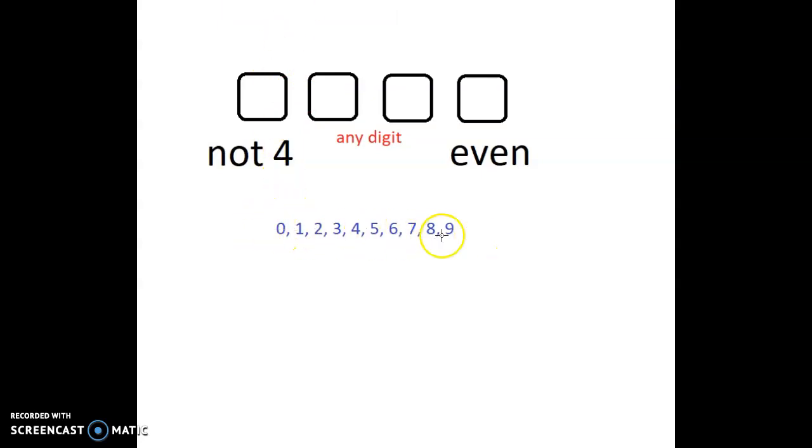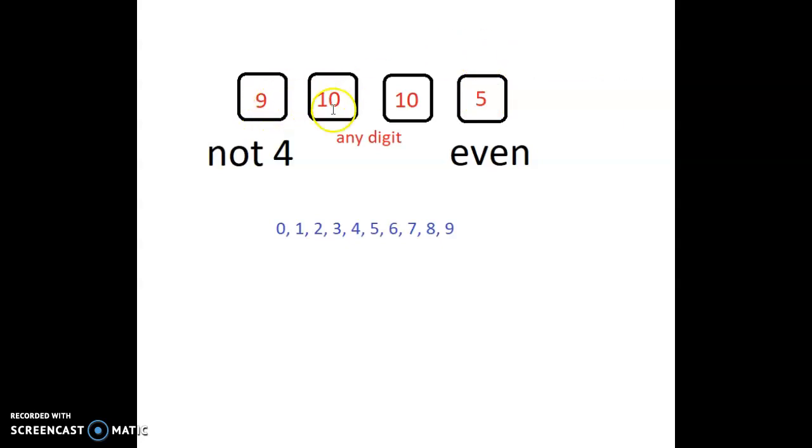So notice there are 10 total digits, 0 through 9. The first number in this lockbox can be anything but a 4. So that gives us 9 possible things we could plug in for that first number on the lockbox. The next 2 can actually be any digit at all. There's no restrictions. So we have 10 choices for our second number. And we're again going to have 10 choices for our third number. Now our last number on our lockbox has to be even. So there are 5 even numbers: 0, 2, 4, 6, and 8. So we have 5 choices here for the last number on our lockbox.